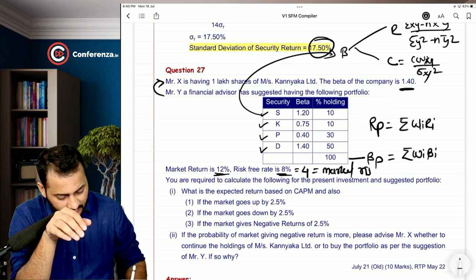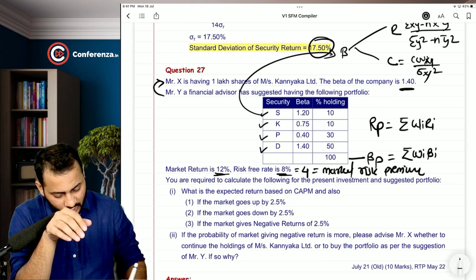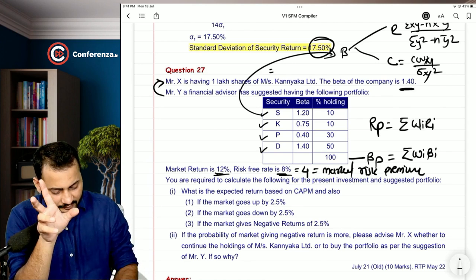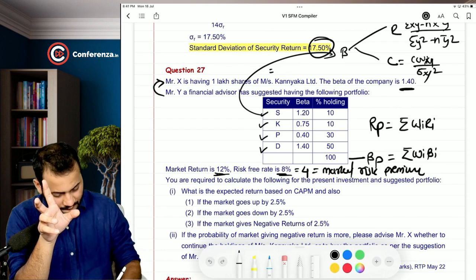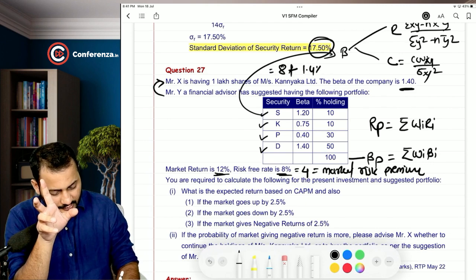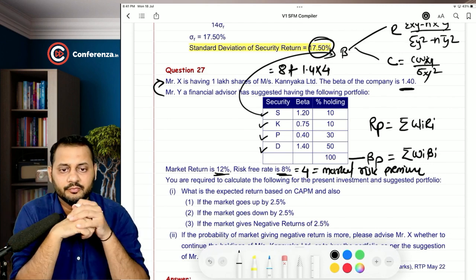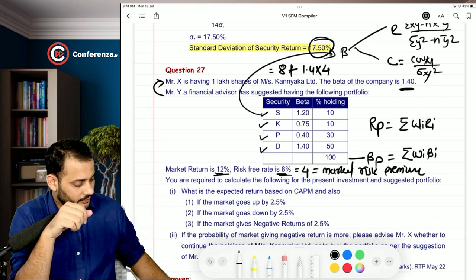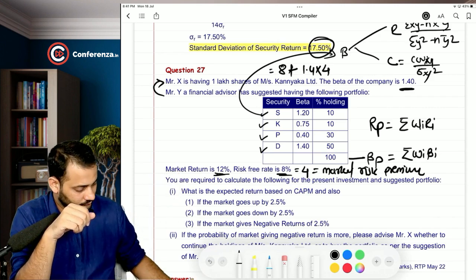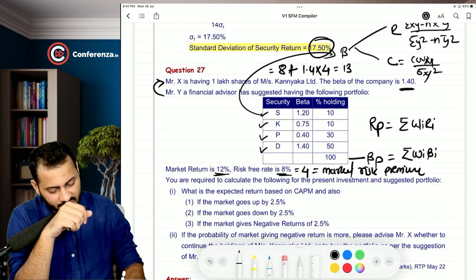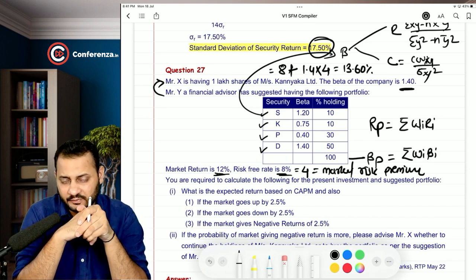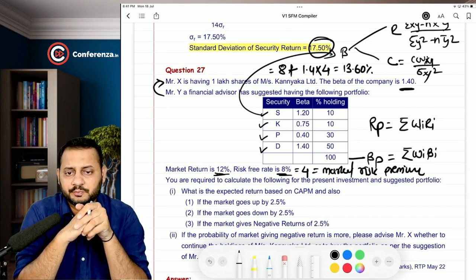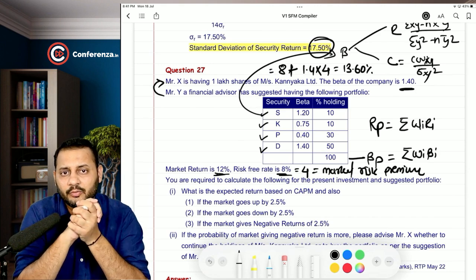What do you call it? Market risk premium. So if we go with Kanyaka Limited, it will be RF, 8%, plus 1.4 into 4%, which is the premium. So what will be the answer? 13.6% is the required return, the CAPM return, for Messrs. Kanyaka. Now what is the return for the portfolio?